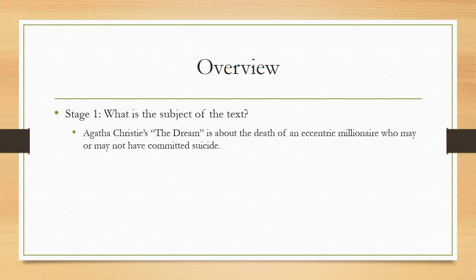So what would be an example? Well, in the last lesson, we read Agatha Christie's The Dream, so I'll use that as my example. If I wanted to tell someone in one sentence what is the subject matter of Agatha Christie's The Dream, or what it is about, this is what I'd say. Agatha Christie's The Dream is about the death of an eccentric millionaire who may or may not have committed suicide. It doesn't tell me the meaning or the message or the argument, but it does tell me what the story is about in just one sentence.